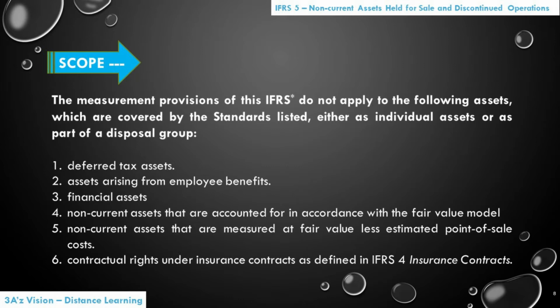Number 1. Deferred tax assets. Number 2. Assets arising from employee benefits. Number 3. Financial assets. Number 4. Non-current assets that are accounted for in accordance with the fair value model. Number 5. Non-current assets that are measured at fair value less estimated point-of-sale costs, and Number 6. Contractual rights under insurance contracts as defined in IFRS 4, Insurance Contracts.